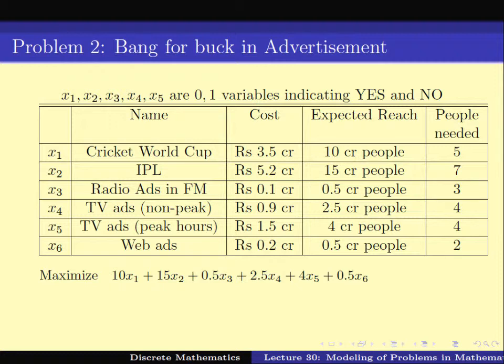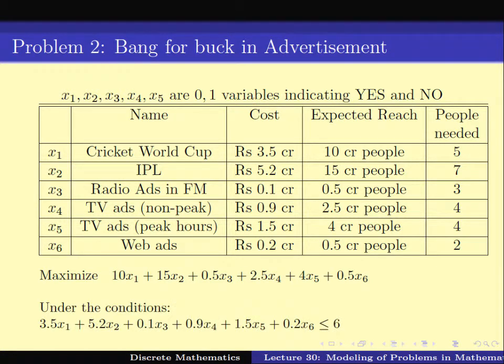But we have some conditions. What are the conditions? If I decide to spend, if x1 equals 1, I have to spend 3.5 crore. If x2 equals 1, I have to spend 5.2 crore. So that means we have to ensure that the total cost is met. The total amount of money that I have to pay is less than 6 crore, which can be modeled using 3.5 times x1 plus 5.2 times x2 and so on is less than or equal to 6. And similarly, the number of people used can be modeled like this.